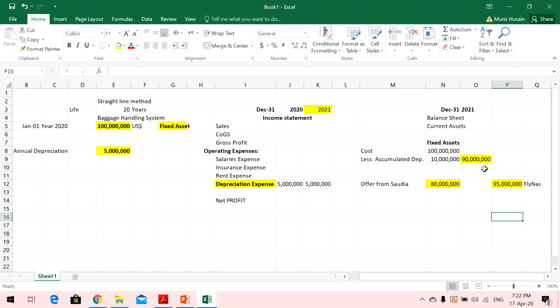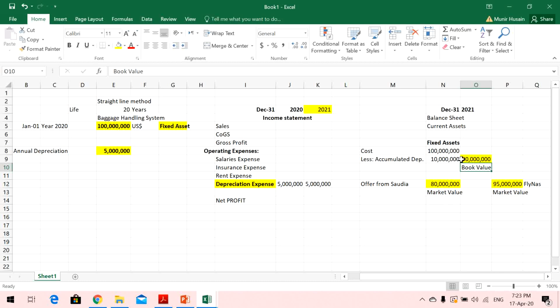Basically, this is very important: this is your book value, and this is the market value. Remember, this is what someone in the market is willing to give you. Either you receive this one or this one. This is also a market value. This is our book value. Now this market value could be more than book value or could be less than book value.